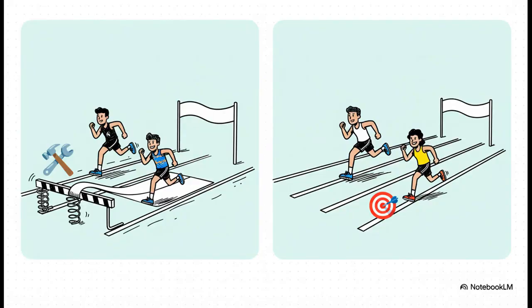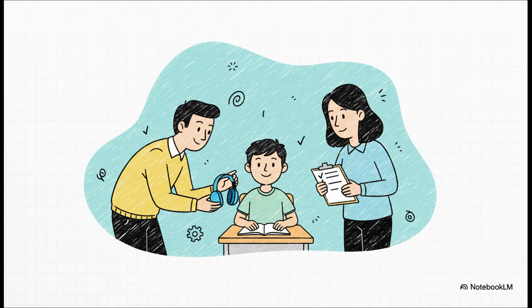And this brings up a really critical point. Accommodations, which are the heart and soul of a 504 plan, change how a student learns. They level the playing field. Modifications, which you see more often in IEPs, actually change what a student is expected to learn. They adjust the playing field itself. Huge difference.